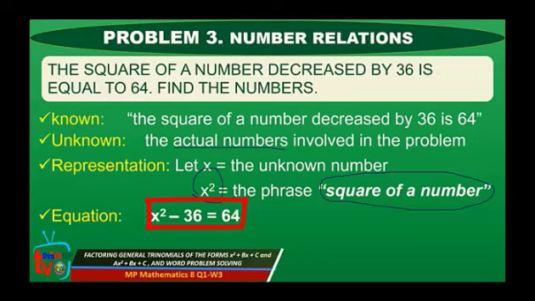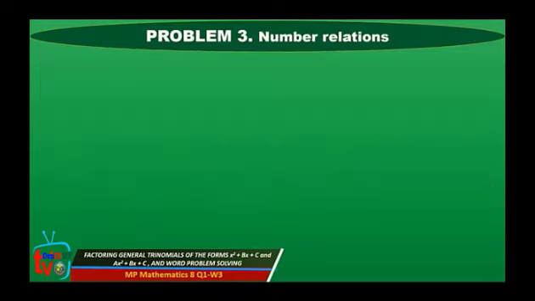This is because it says in the problem that the square of a number, which means x squared, decreased by 36 means minus 36, and the word is means equals. Now, to solve x squared minus 36 is equal to 64, we apply the subtraction property of equality. This was discussed in your grade 7. So we subtract 64 on both sides of the equation.